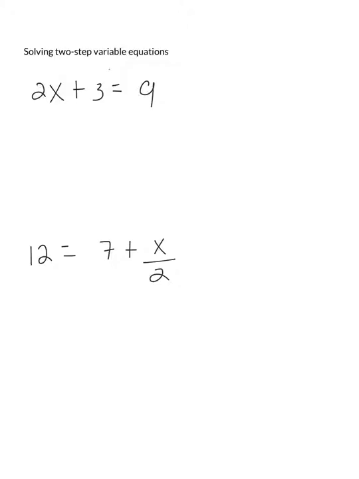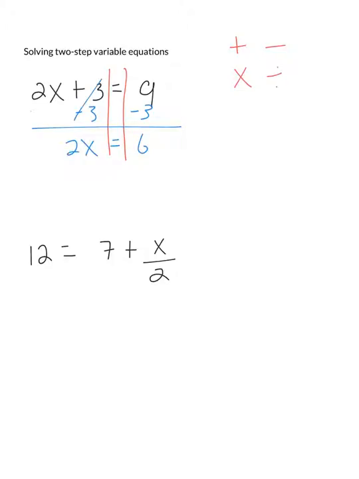So I'm going to draw my double bars. Remember, we are always going to get rid of the adding and subtracting first, and then the multiplying and dividing. So first thing I'm going to do is subtract 3 from both sides, and I have 2x equals 6. And then I divide both sides by 2, and I have x equals 3.